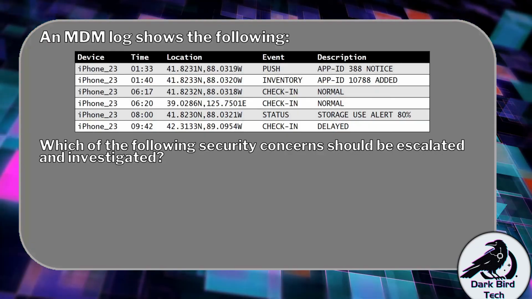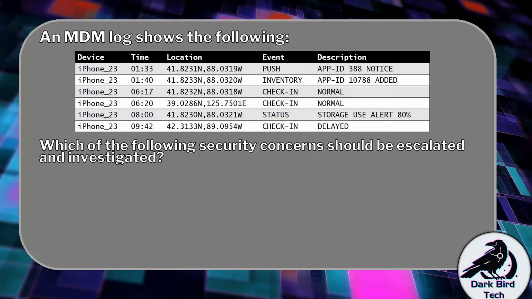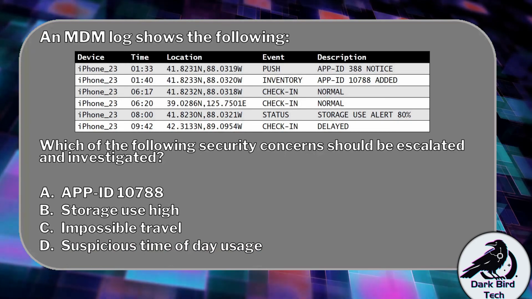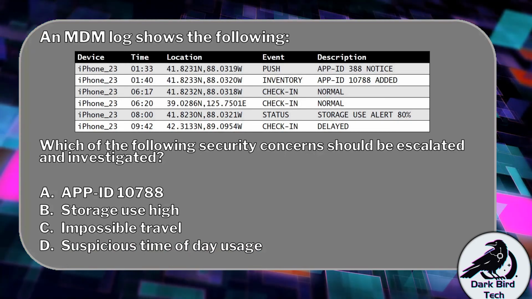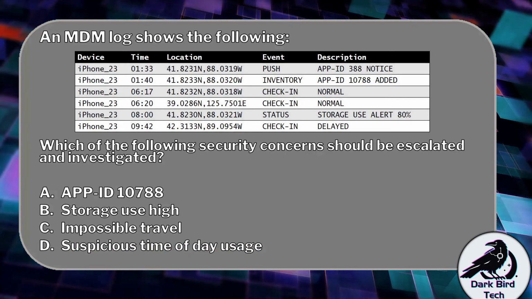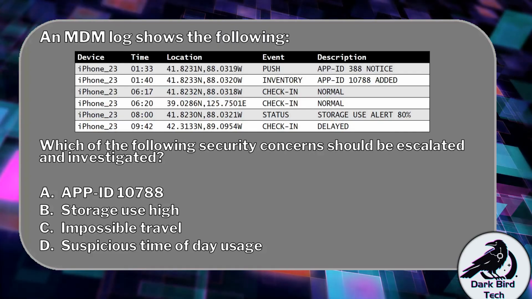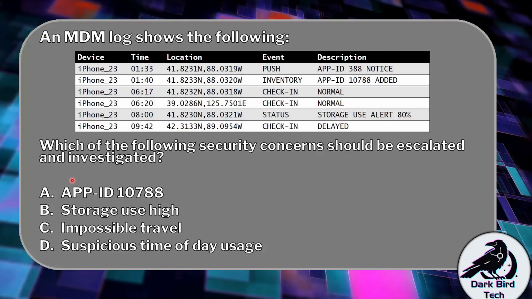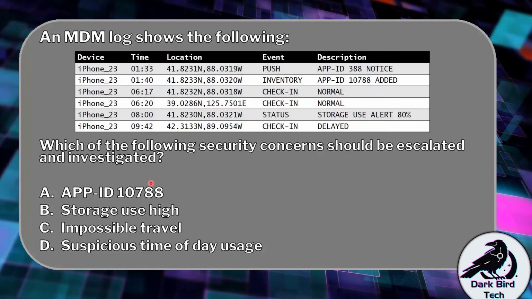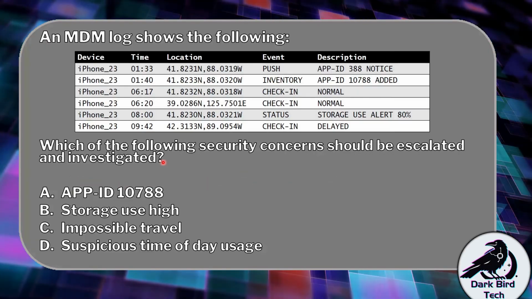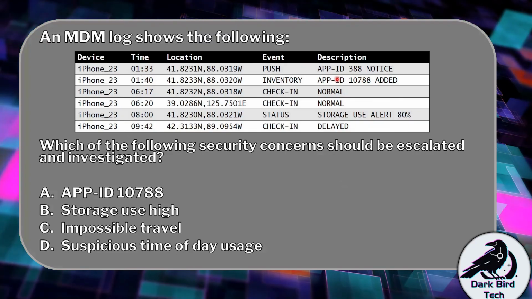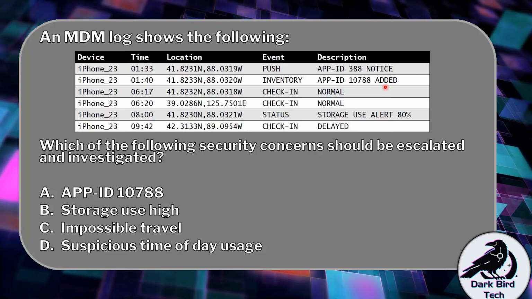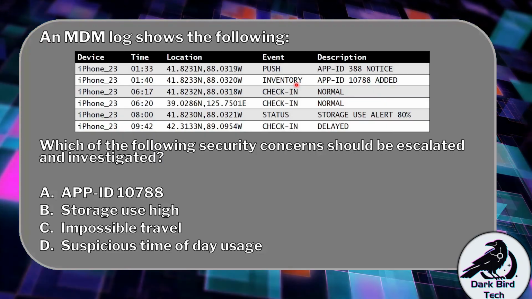Now, with these kinds of exhibit questions, I would suggest we look at the options first, and that gives us some clues about which logs we're most interested in. But let's run through it while jumping back and forth between that and the options. So let's have a squiz. First option is app ID 10788. All right, let's see. Anywhere where we see app ID, yeah, there we go. App IDs are there. App ID 10788 added. Cool. Inventory event. Okay.